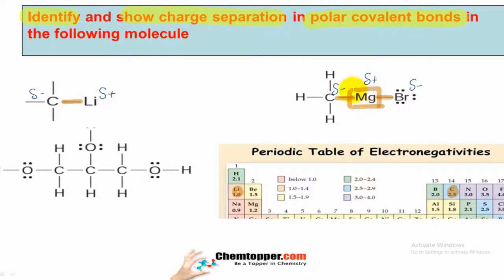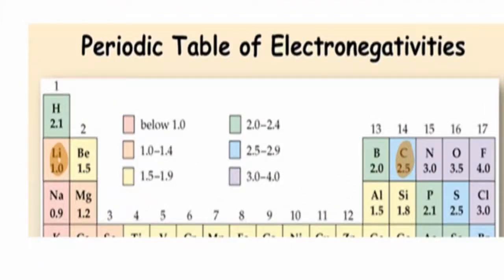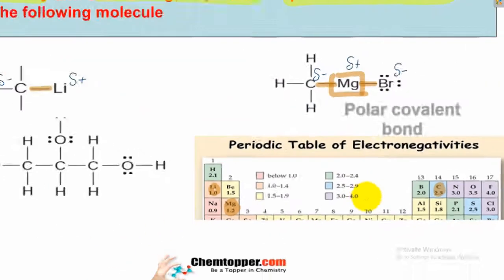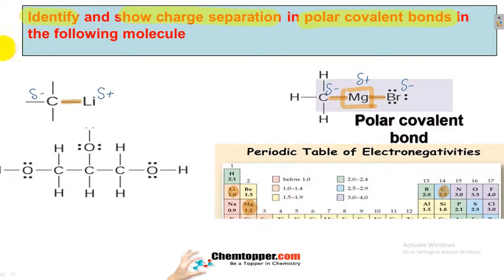But is this bond also in the range of 0.5 to 1.7? So let's check their difference in electronegativity. Magnesium is 1.2, carbon is 2.5, so the difference is within the range of 0.5 to 1.7. Hence the bonds are polar covalent bonds.